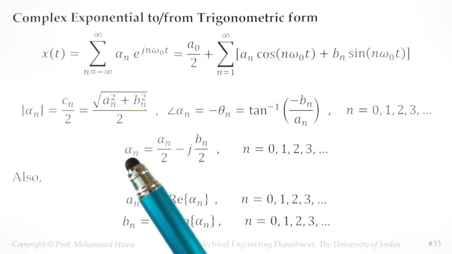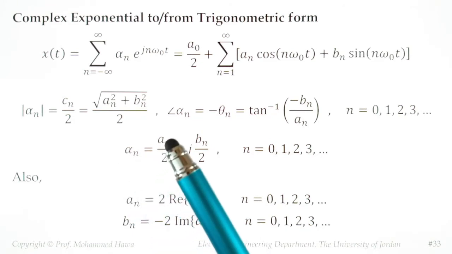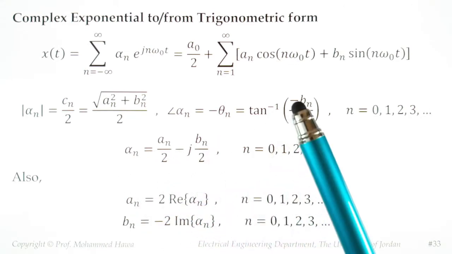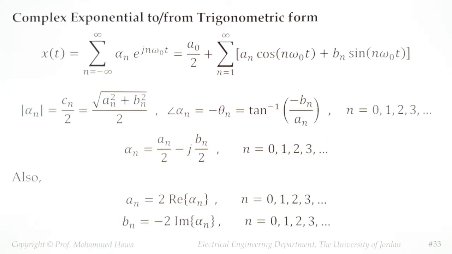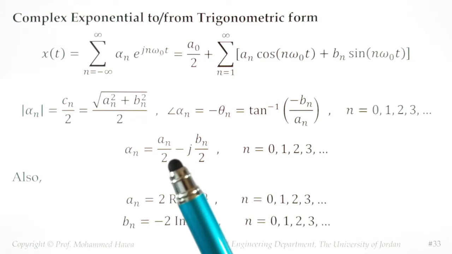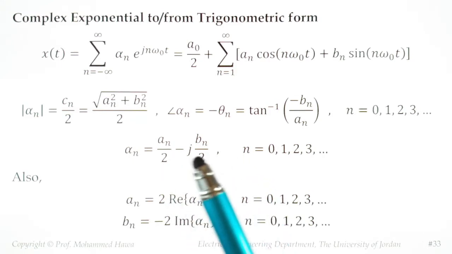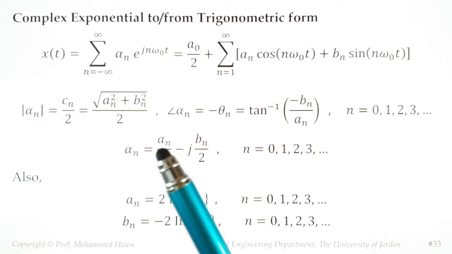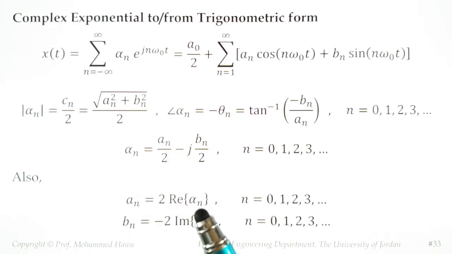So to be honest, it's easy to verify that alpha n is an over 2, because of this 2 here, minus jbn over 2, because of this minus here. So actually alpha n, when you write it in the rectangular form, is composed of an and bn. You just have to remember to divide by 2 here, divide by 2 here, and use this minus sign. Hence an is the real part of that complex number. Just remember to multiply by 2, and bn is the imaginary part of alpha n. Just remember to multiply by 2, and to get rid of this minus, multiply by minus as well.